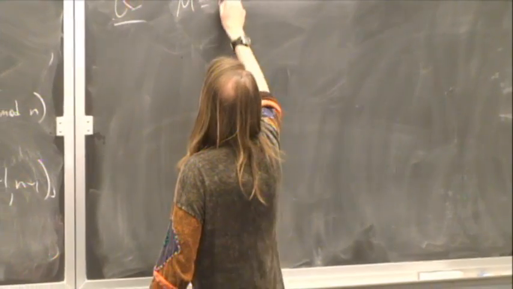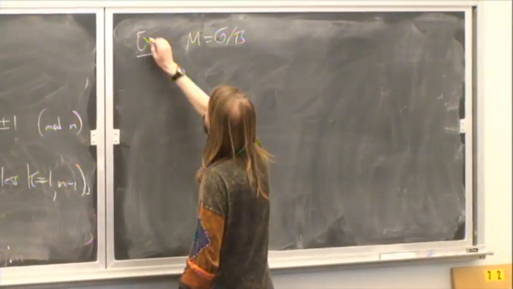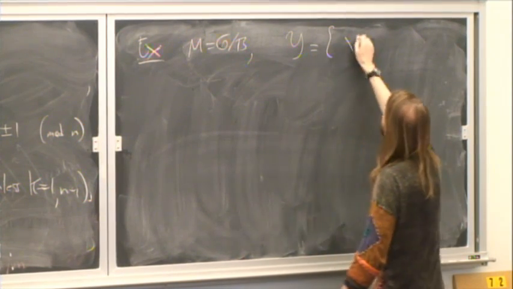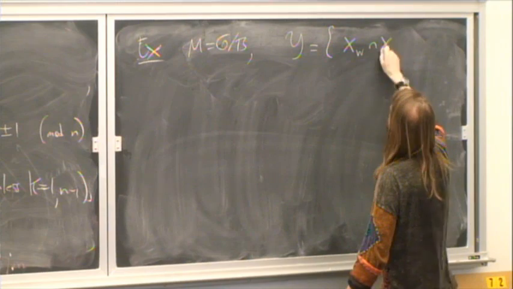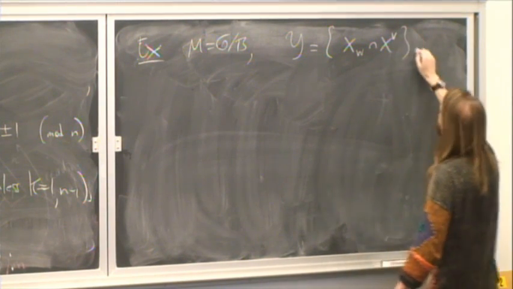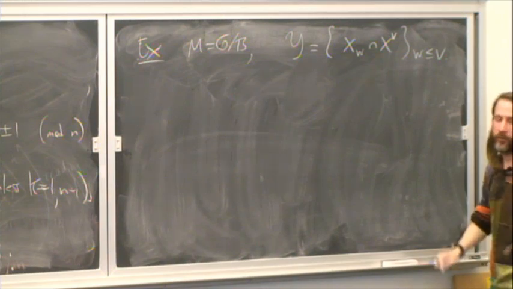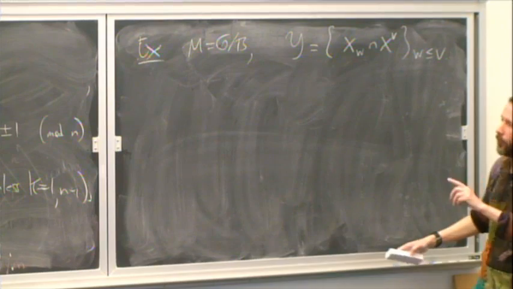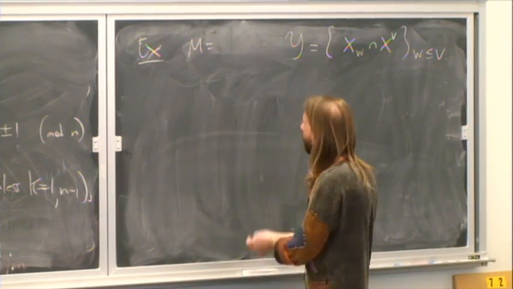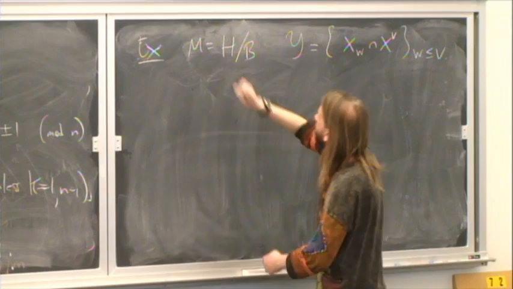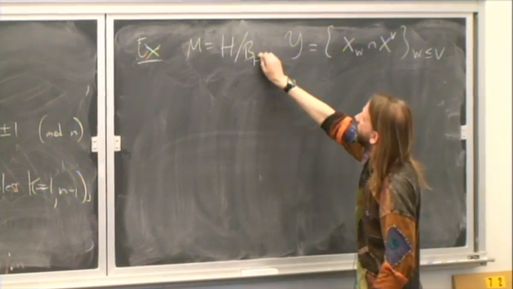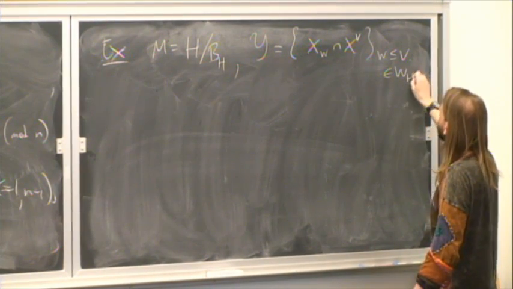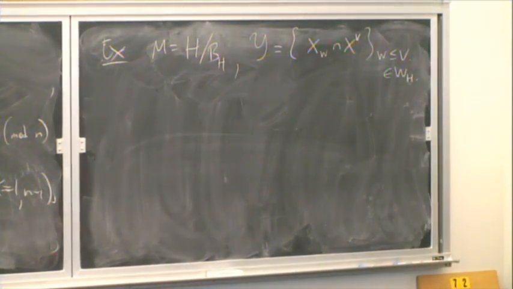Let's take our manifold to be G mod B. And let's take the strata to be the intersections of Schubert varieties and opposite Schubert varieties. For those to be non-empty, of course, I want W to be less than V inside the Bruhat order. And unfortunately, G is my group for my Kazhdan-Lusztig group. So I'm going to have to take this to be H mod B, and these guys are in the Weyl group of H. Okay? Because H will not be G.